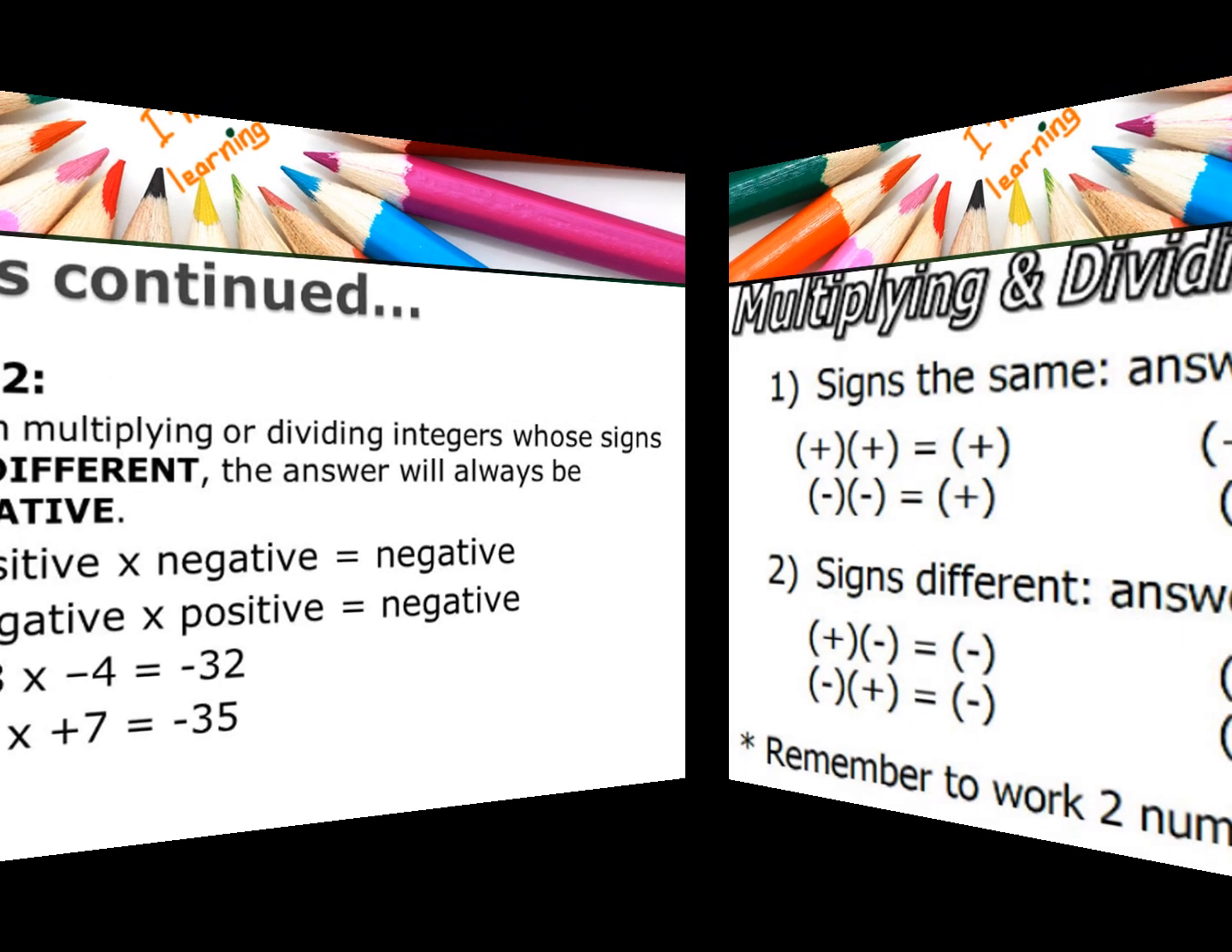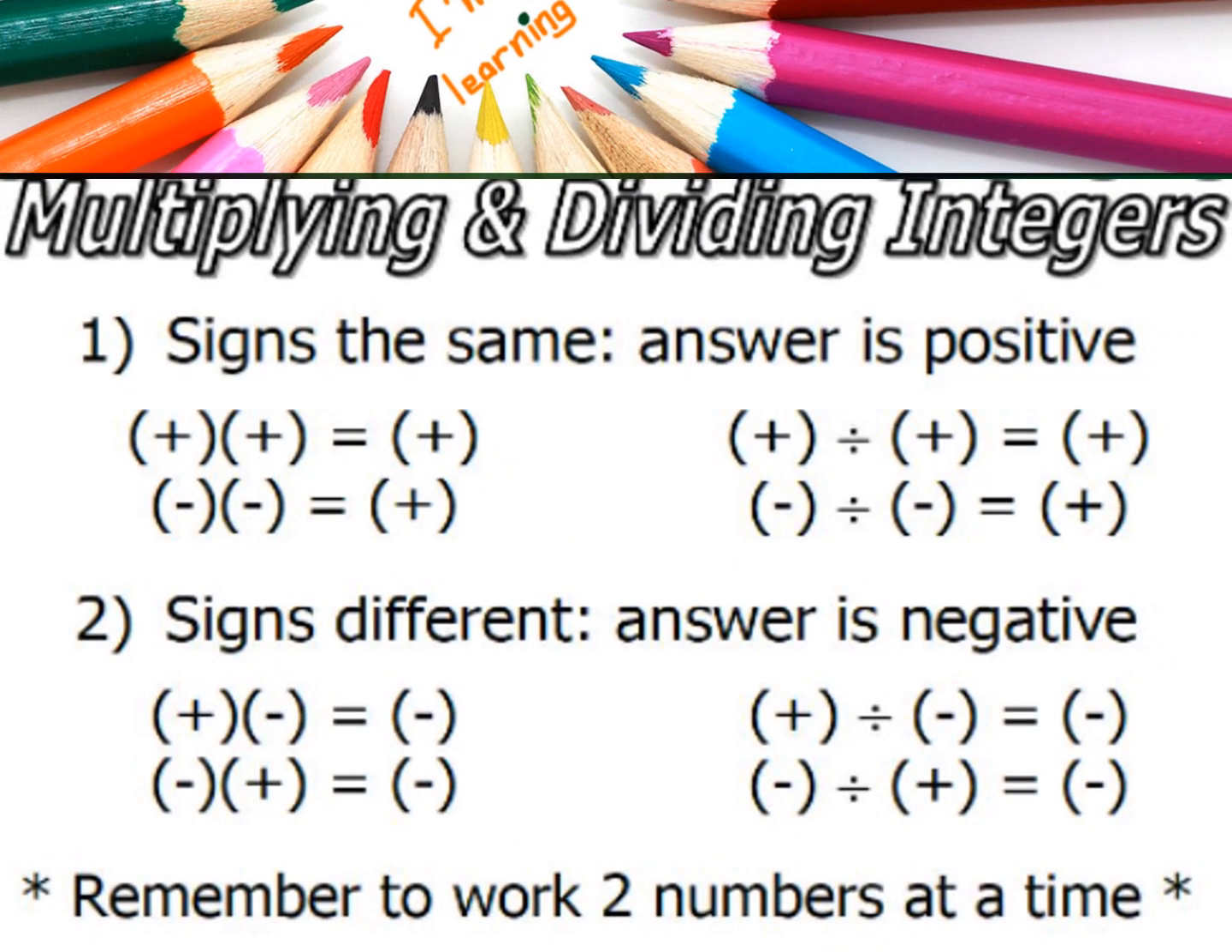Again, so these are the rules of the signs. Papakita ko lang sa inyo. So multiplying na by integers, ito yung signs, the same sign. So positive times positive, positive; negative times negative, positive; and then division, positive divided by positive, positive; negative divided by negative equals positive. Yun yung same sign. Okay, number 2, ito po yung sinasabi kanina, when signs are different. So, positive times negative, negative; negative times positive, negative; positive divided by negative, negative; negative divided by positive, negative.